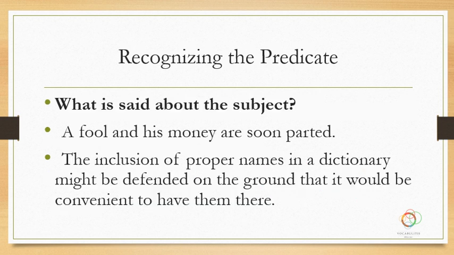Let's think about the predicate. Recognize the predicate. Once you know what you're talking about, what are we saying about that subject? Okay. A fool and his money are soon parted. All right. We are talking about a fool and his money. Okay. So there's your subject, fool and the money. And this is a compound subject. You have two subjects here. And what about them? Well, they are soon parted.